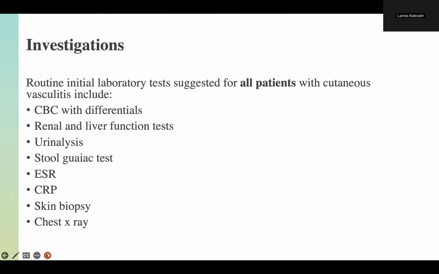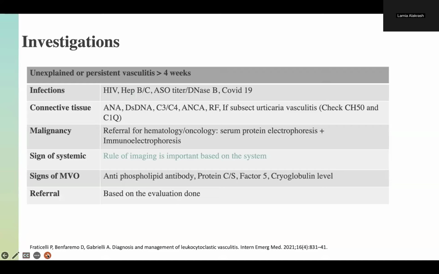Investigations: we have routine initial investigations that should be done for all patients with cutaneous vasculitis, which includes CBC with differentials, renal and liver function tests, urine analysis, stool test, inflammatory markers like ESR, CRP, and skin biopsy. Chest X-ray also can be done. We'll talk more about the role of skin biopsy in the coming slide.